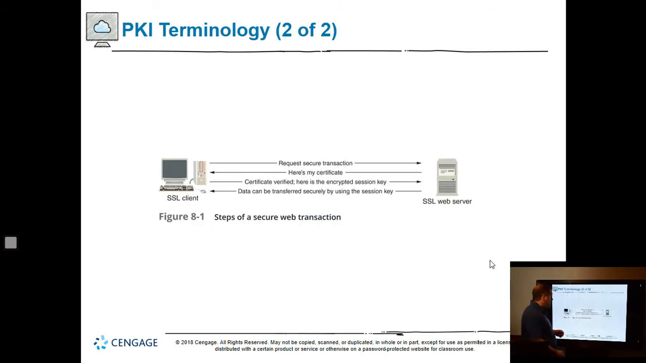So let's take a look at the SSL client on the left and the SSL web server on the right. When we're using public key infrastructure, we see a request for a secure transaction. This is similar to when you go shopping online, such as at Amazon. The web server sends back, hey, here's my certificate. The certificate is verified, and it sends the encrypted session key. Then the web server says, okay, here's the data. You can start shopping.